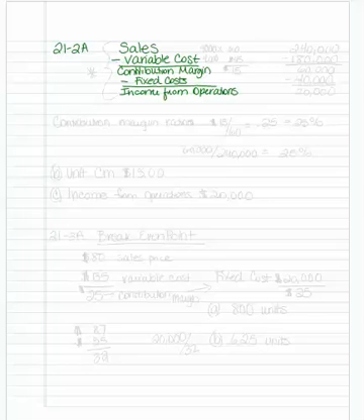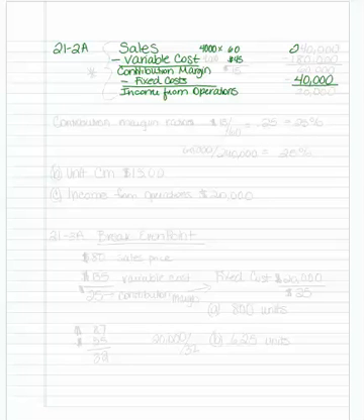So in 21-2A, it says United Merchant Company sells 4,000 units at $60 per unit. Variable costs are $45 per unit. And fixed costs are $40,000. So we're going to multiply these out to come out with the ending numbers, and then we'll see what they're asking for.